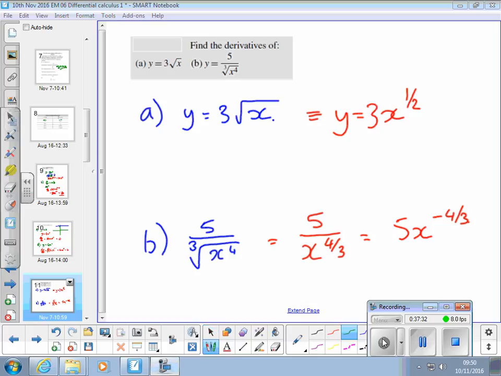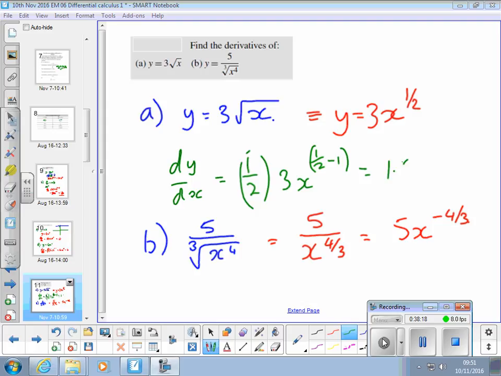Right. Top one. dy by dx is equal to, what happens here? Bring a half down. Multiply by the 3x. So a half minus 1 is minus a half. So a half times 3 is 1.5 x to the minus a half.